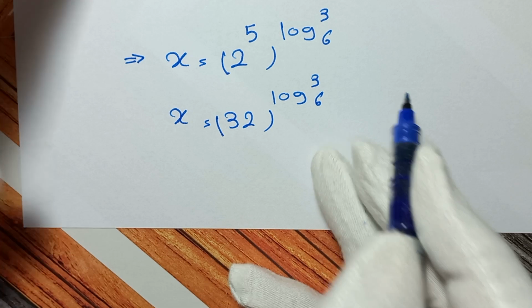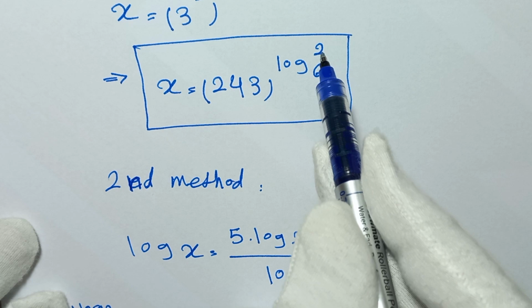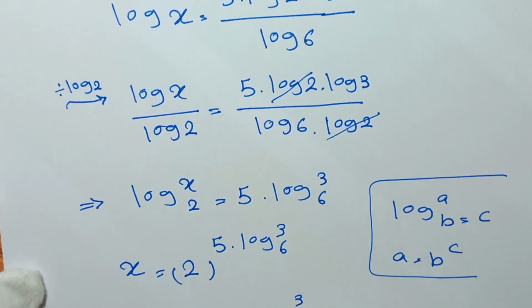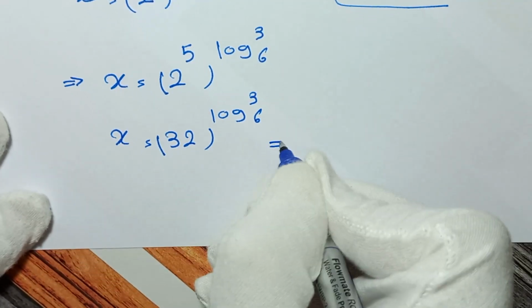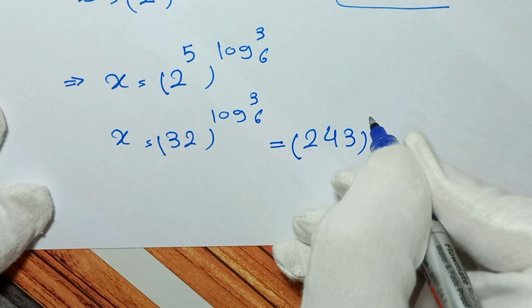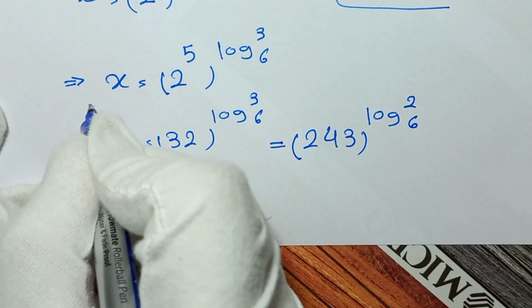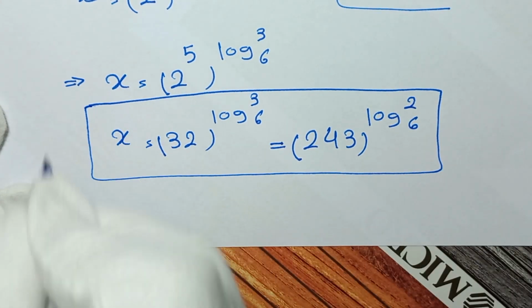And from the first method, x is 243 to the power of log 2 to base 6. And we can write here that x is equal to this, and is equal to 243 to the power of log 2 to base 6. And this is our final answer.